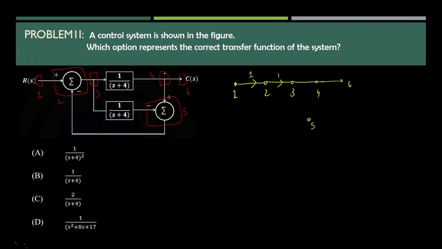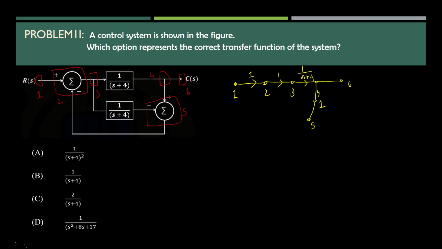And from 3 to 4, two signal flows are there. One is to the summing point, the other one is to the fourth node. So third to fourth, we are having the gain 1 by s plus 4. And fourth to fifth, a signal flow is there. We can represent that gain as 1.